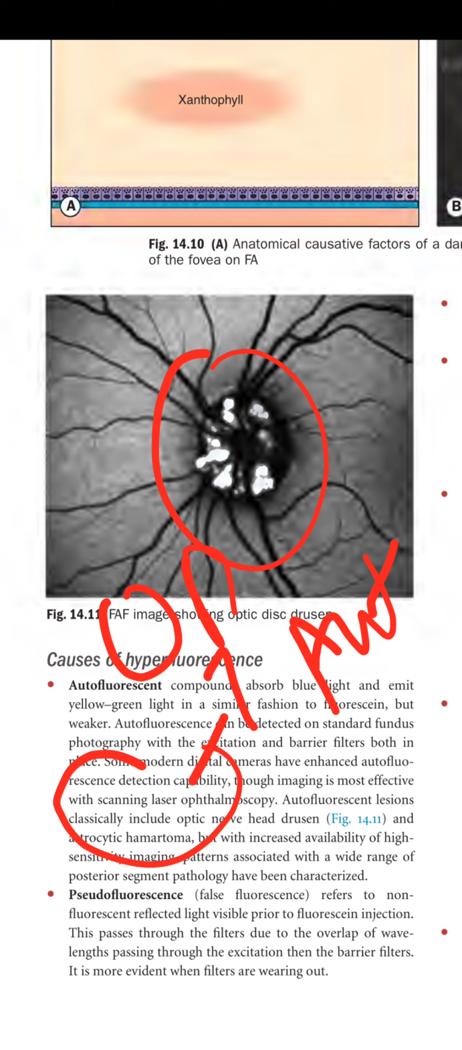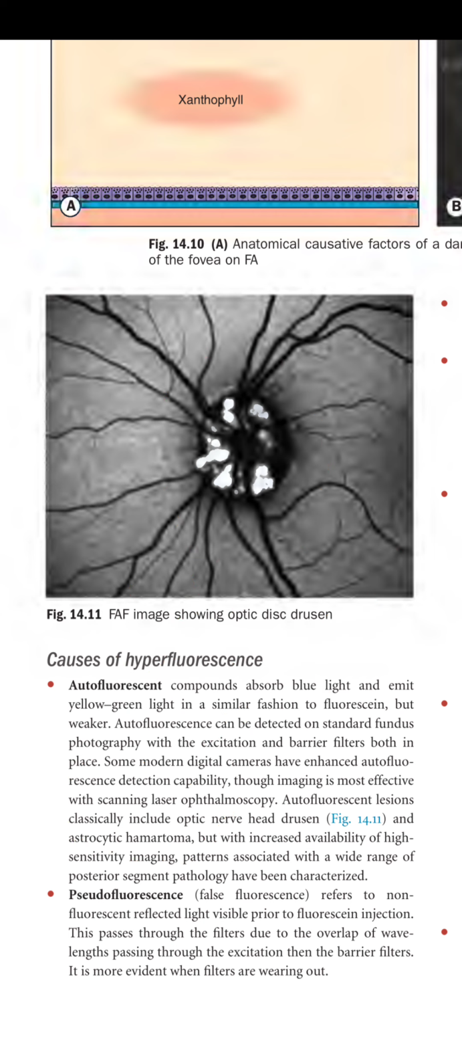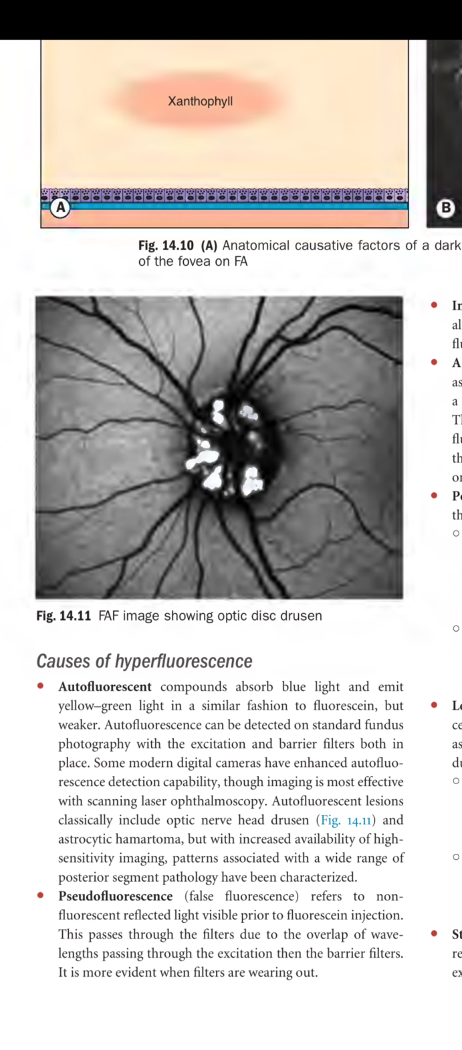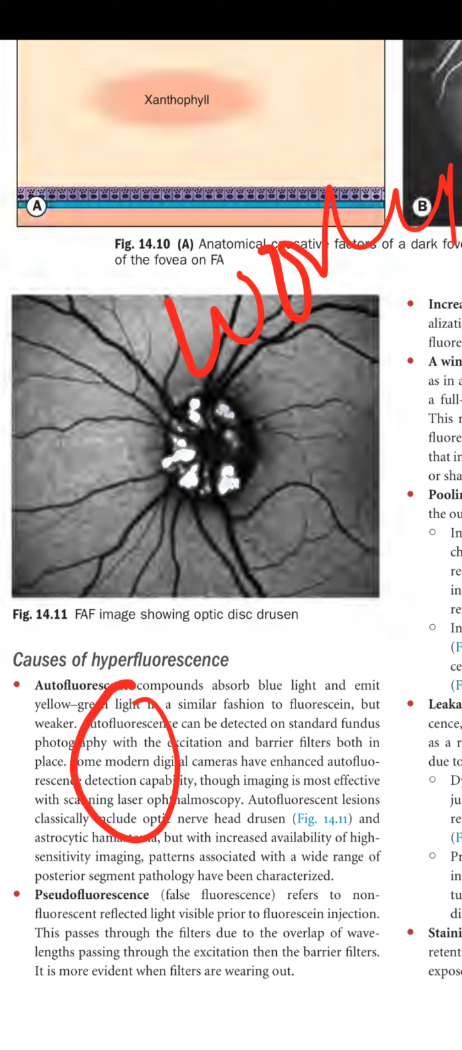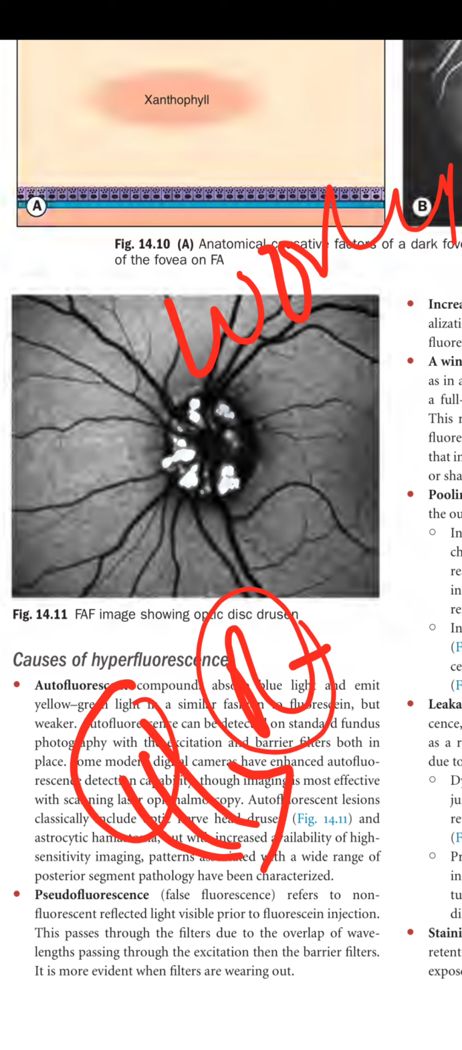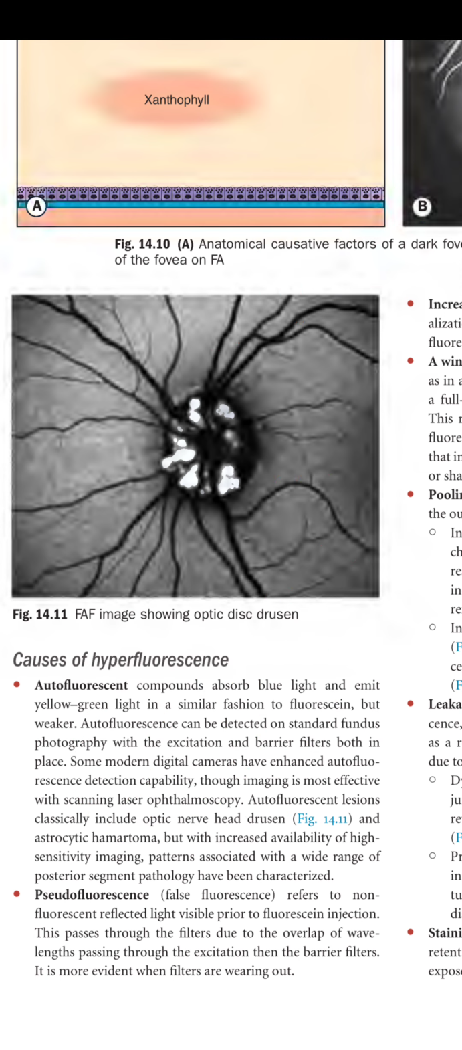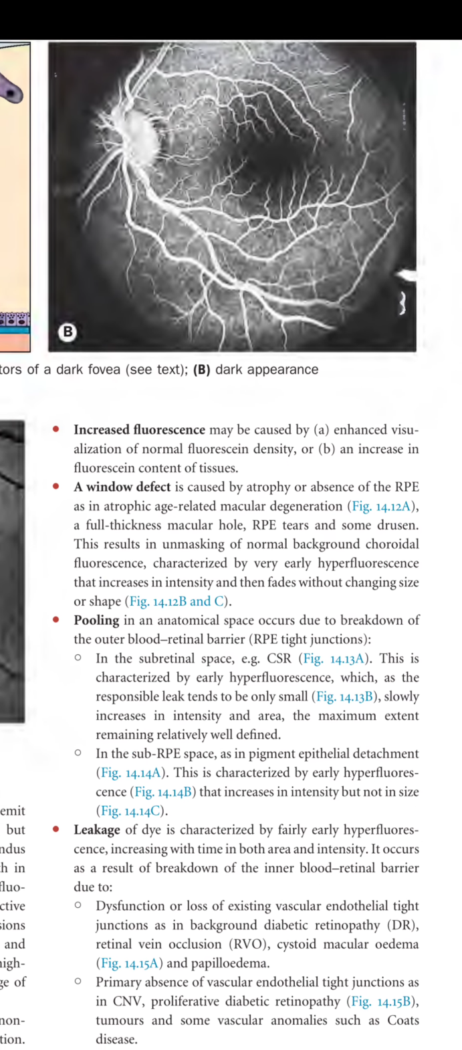Next there is pseudofluorescence. Pseudofluorescence, or false fluorescence, refers to non-fluorescent reflected light visible prior to fluorescein injection. This passes through the filters due to overlap of the wavelengths passing through the excitation and then the barrier filter. It is more evident when the filters are wearing out. So when the filters are not working properly, sometimes there is a reflection of the material even without any fluorescein being placed. This is known as pseudofluorescence or false fluorescence.